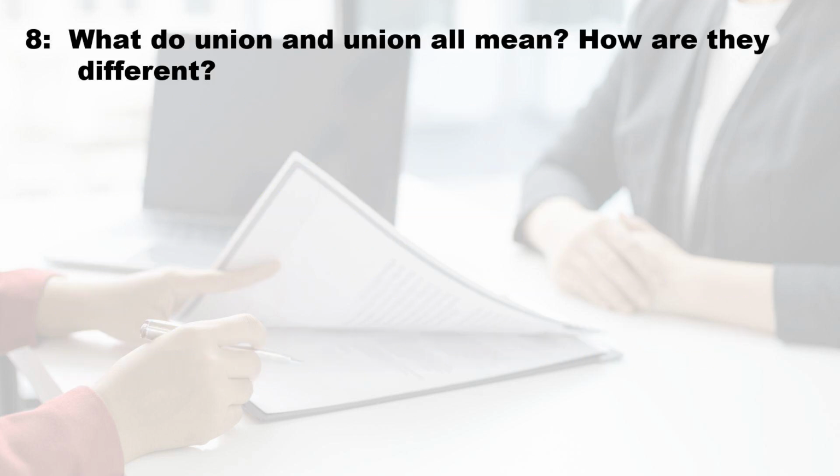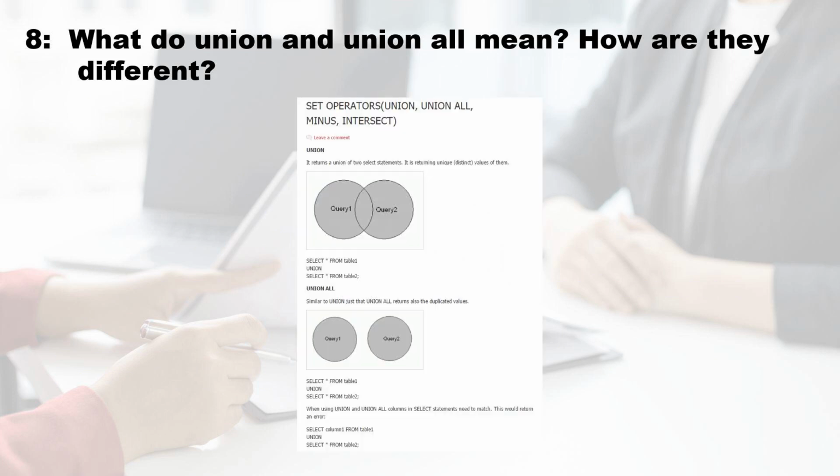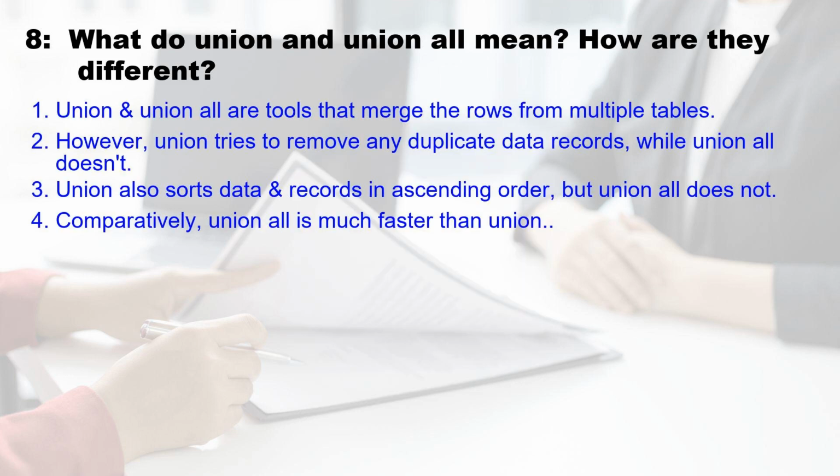Number 8. What do union and union all mean? How are they different? Union and union all are tools that merge the rows from multiple tables. However, union tries to remove any duplicate data records, while union all doesn't. Union also sorts data and records in ascending order, but union all does not. Comparatively, union all is much faster than union.